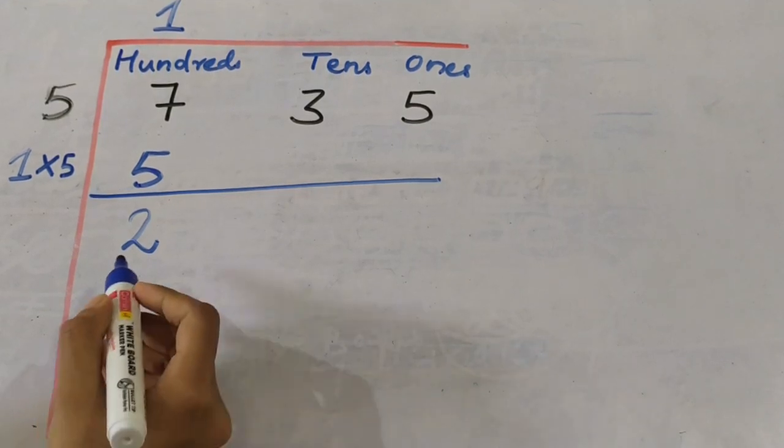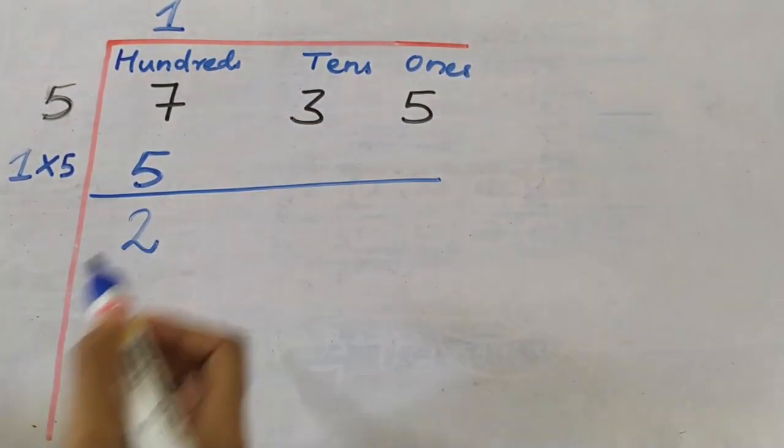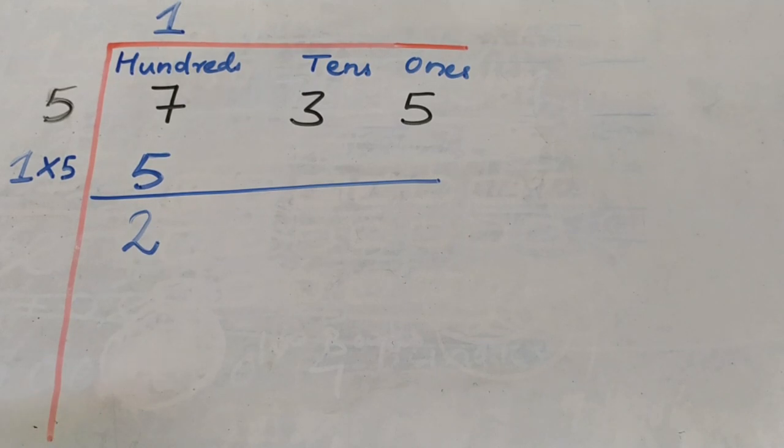Now 2 means 200s, isn't it? So 2 bundles are there. That means 200 books are there.